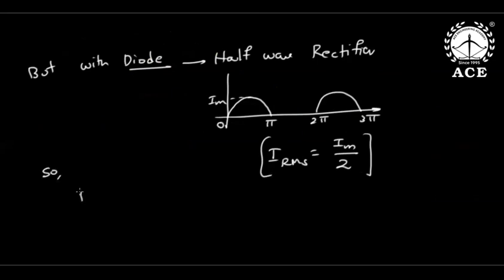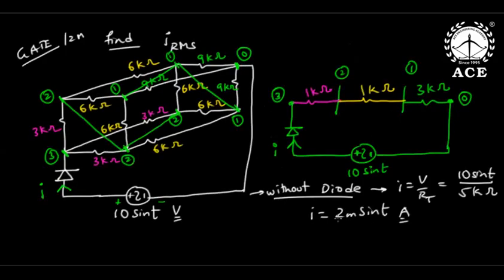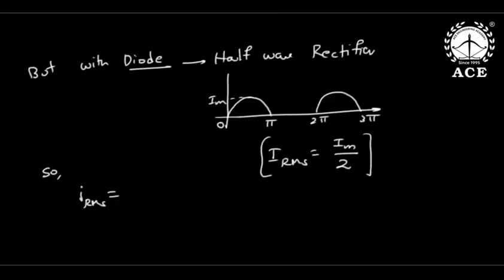So finally, this IRMS is IM by 2. What is IM? Since it is 2 milli sine t, IM is 2 milli. 2 milli by 2, the answer is 1 milliampere. That is the final answer.